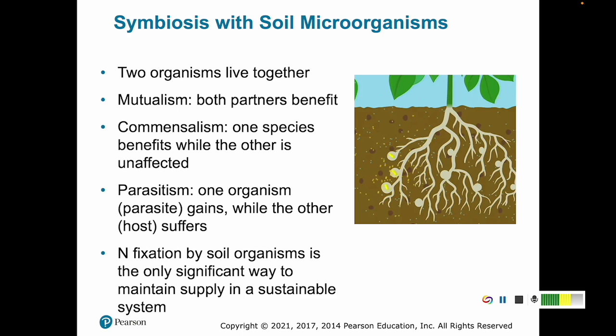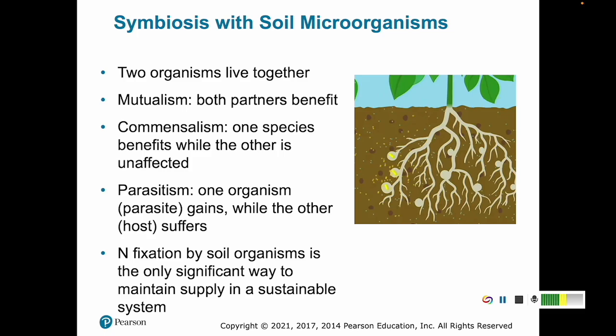Parasitism is when one organism gains and the other suffers. This would be something like an organism that makes you sick. It's gaining, it's getting all the stuff it wants, but you are suffering. Much of the symbiosis that we see in plant organisms is going to stay within mutualism and commensalism. When it turns into parasitism, that's when we start calling it a disease.